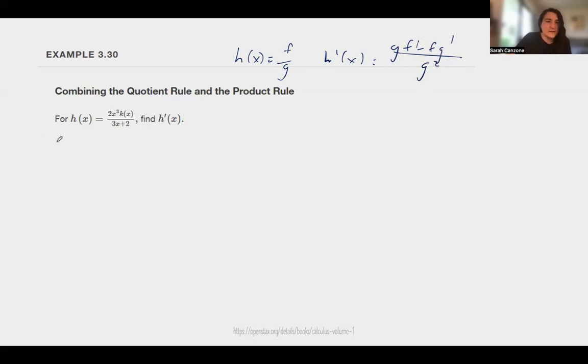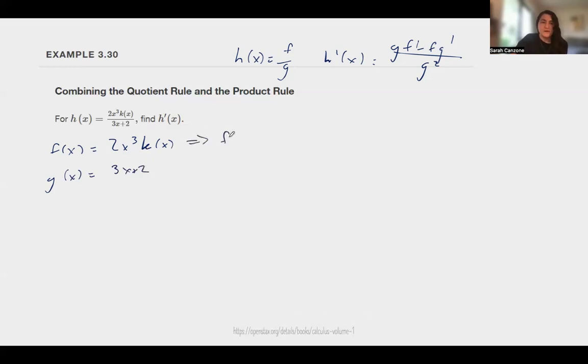So we can say let f of x be the numerator, which is 2x cubed times k of x. Now this may look a little bit funny. K of x is just some function. So now we're getting a little bit more abstract with it. We have to use our knowledge of just how functions work to be able to solve this problem. And g of x is just the denominator, which is 3x plus 2.